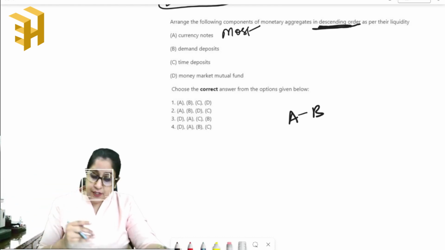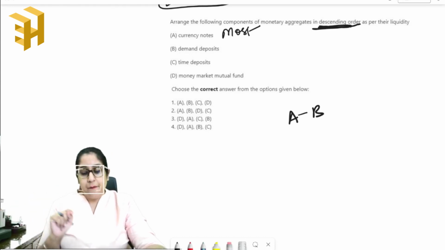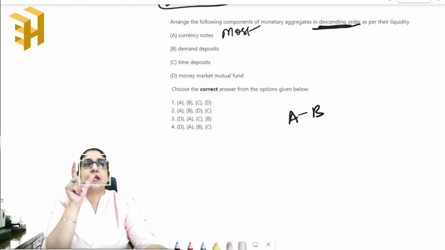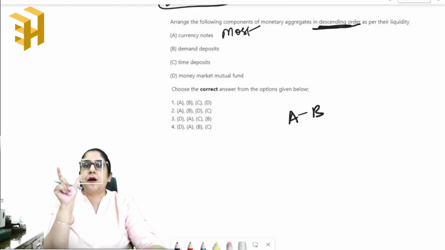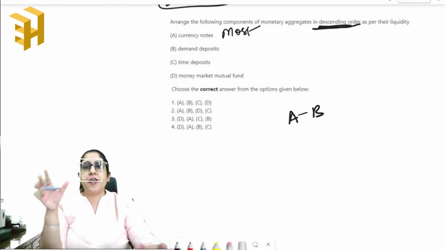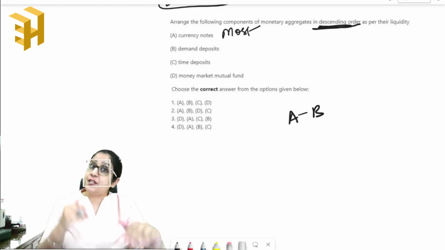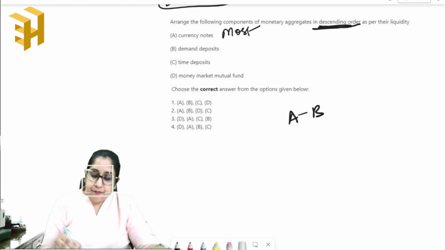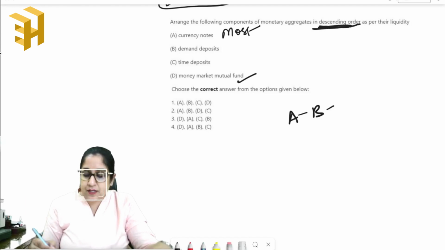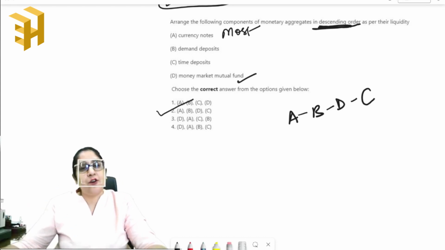Okay, so nowadays, time deposits are considered to be less liquid than your money market mutual funds, because for a time deposit, at least you have to abide by a certain amount of time. For example, you have a 1-year FD or 2-year FD, 5-year FD, and whatever be the case, right? So that is why in today's digital world, the money market mutual funds are considered to be more liquid than your time deposits. And as a result, A, B, D, C is your answer in this case, right?